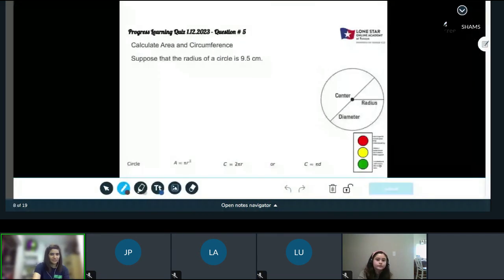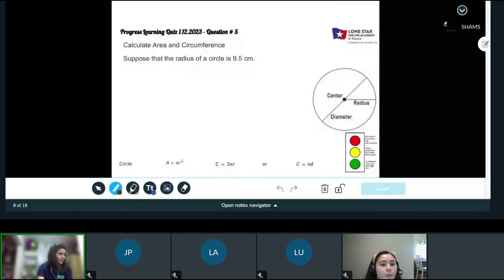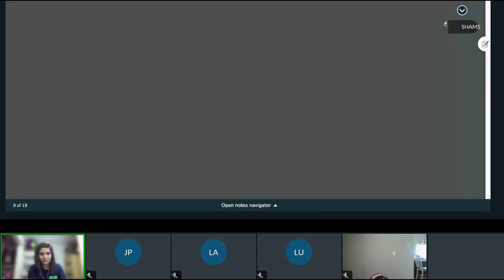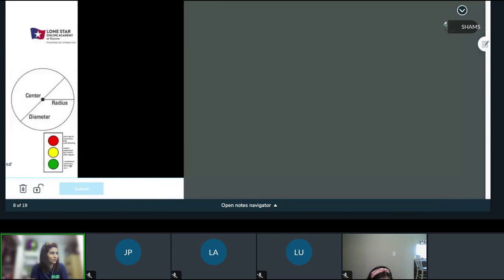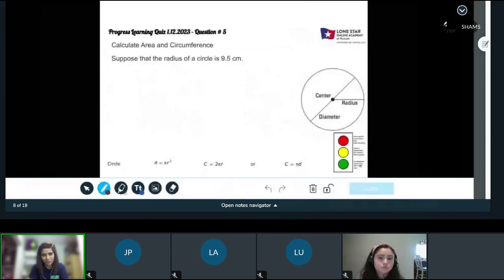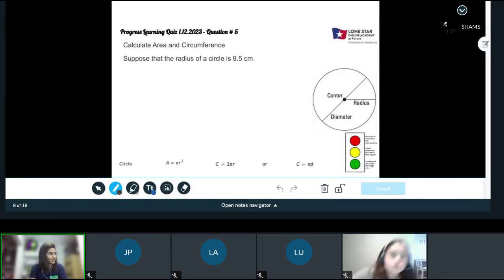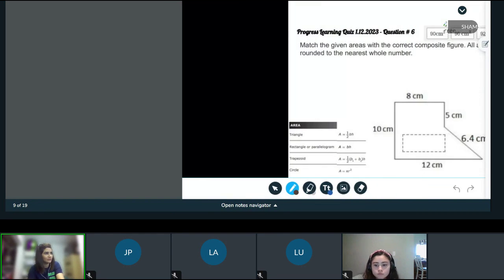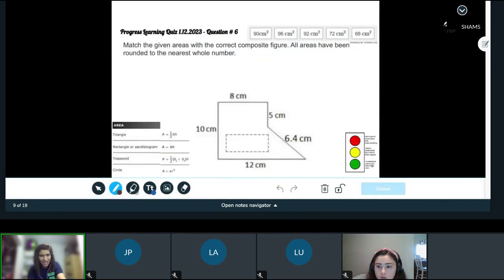We had done until this problem. It said calculate area and circumference, and it gave you that the radius of the circle is 9.5 centimeters. We had done this in the previous session, and we'll pick up from here. Make sure you join Nearpod and show me the details of your work if you are here for earning extra credit.